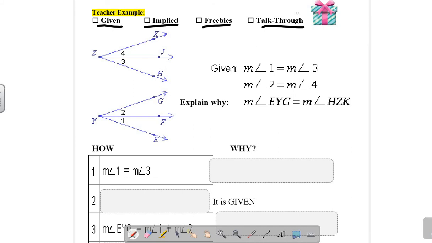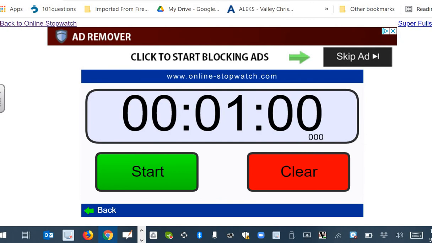That's like a true statement. That's a freebie. Talk through, mumble to yourself. If the given's true, how could I get the proofs to be true? Mumble that. I should hear you mumbling at some point. Do the best you can, as fast as you can, for 1 minute. I promise I'll go over it. Go.